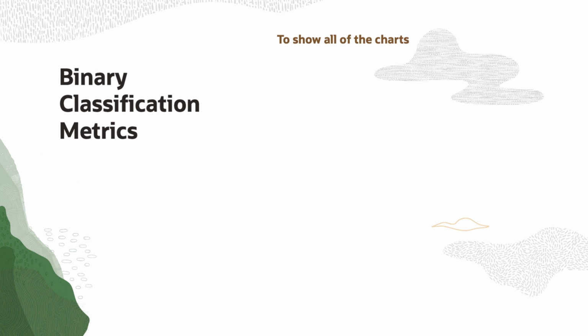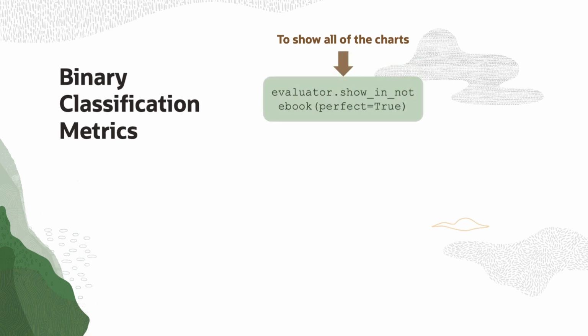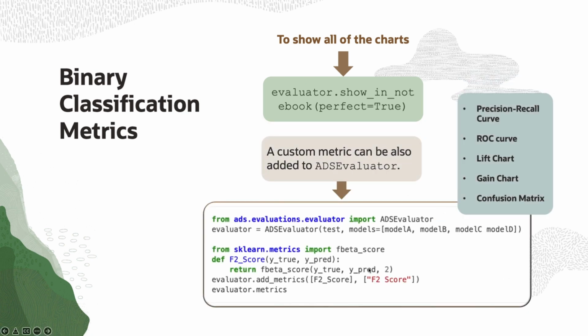While evaluator.metrics is used for showing all metrics, charts on the other hand can be shown by evaluator.show_in_notebook. There are various parameters which you can use. Perfect is one such parameter. If perfect is set to true, ADS plots a perfect classifier for comparison in lift and gain charts. You can add a custom metric as required using evaluator.add_metric. F2 score here is the added metric.